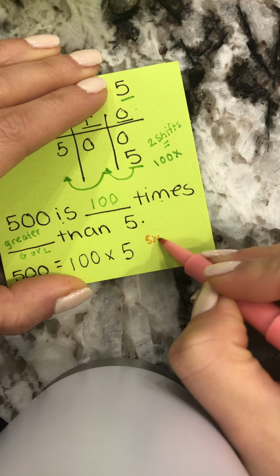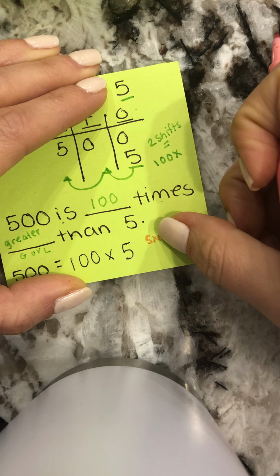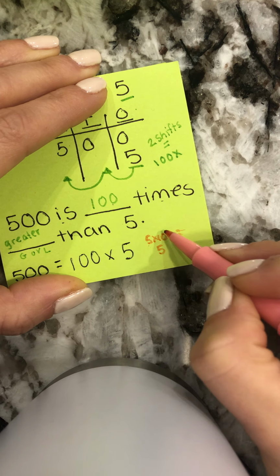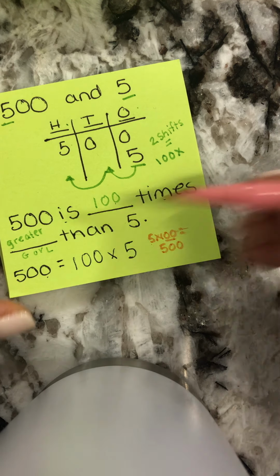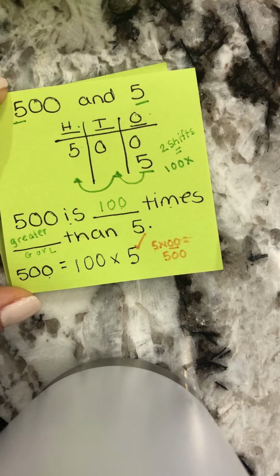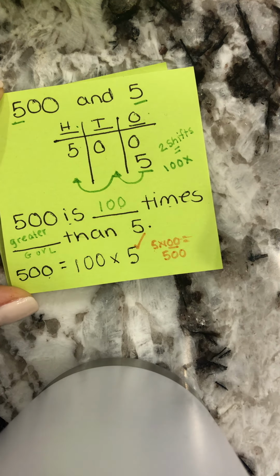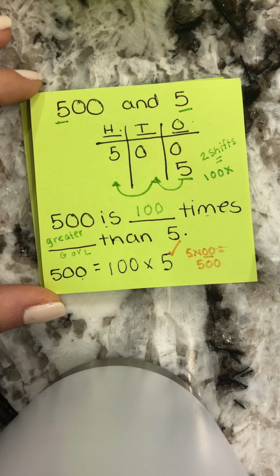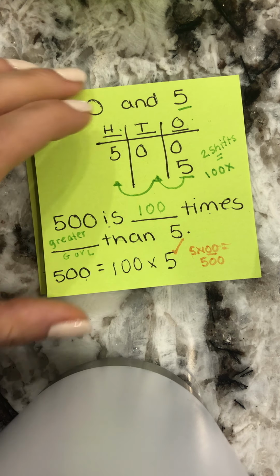5 times 100. All right, I know 5 times 1 will give me 5. Then I need to affix those 2 zeros. Yes, the equation does match. The equation proves the statement is true. The jumps on the place value chart prove that the statement is true. All right, that's our first problem for today.